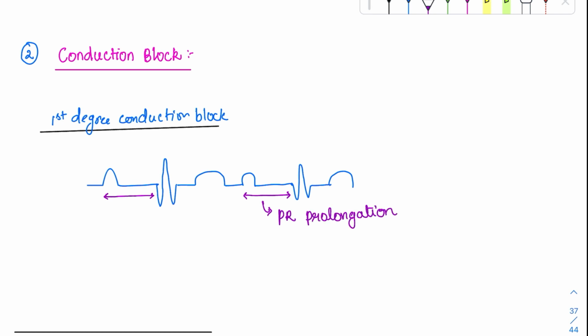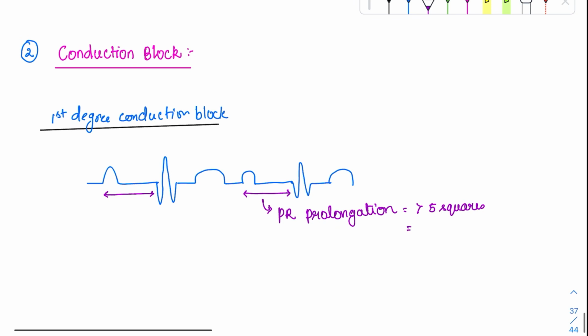Now you are going to tell me what the normal duration of the PR interval is. Normal duration is around 3 squares to 4 squares. Now if it is prolonged to more than 5 squares, it is called PR interval prolongation. The duration is 0.20 seconds. So that is the PR interval prolongation, which is also referred to as first degree heart block.